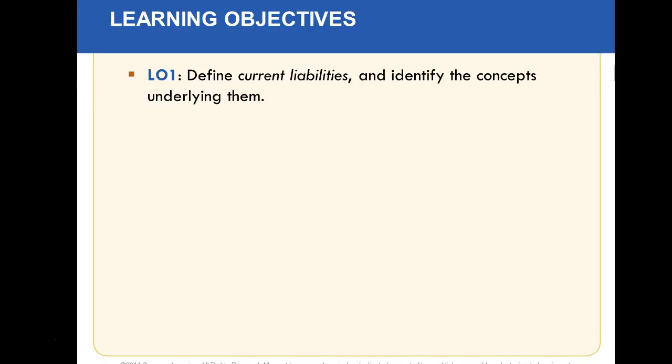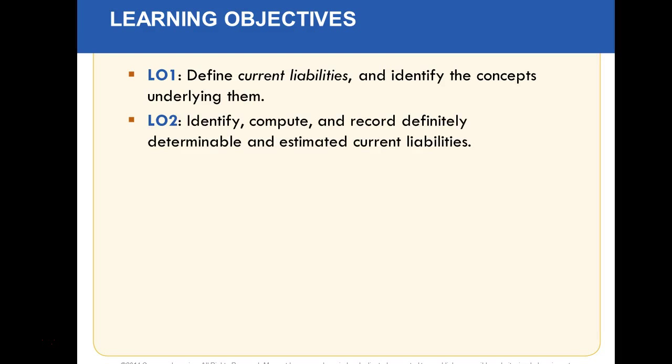With current liabilities, we know we're dealing with liabilities, or amounts we owe, that generally are going to come due within the current operating cycle. So we're going to talk about what liabilities are, and we're going to determine which accounts are current liabilities. And then from there, we're going to spend some time understanding how we record these liabilities, and sometimes we'll maybe need to estimate them.